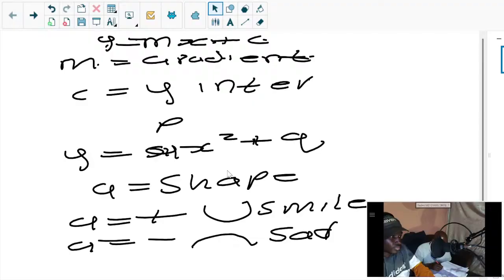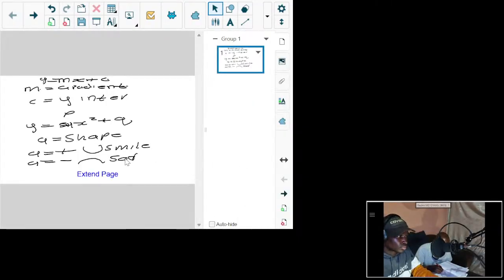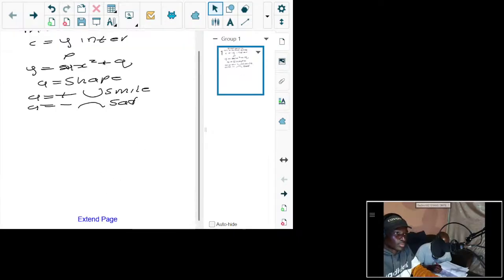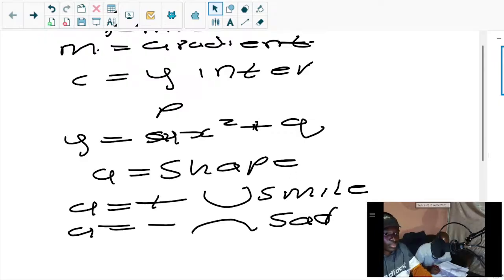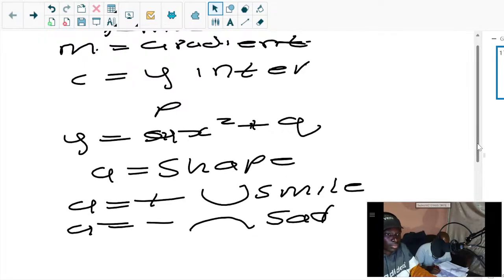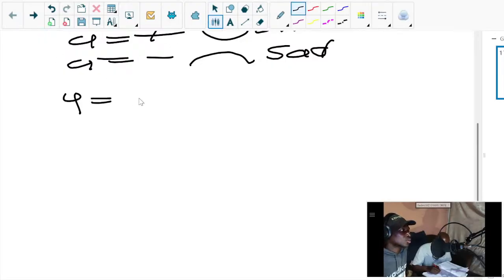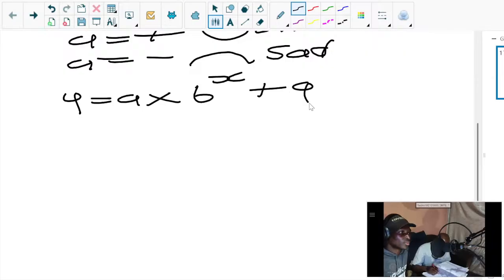So next one, let's define an exponential. An exponential is defined by y is equal to a multiplied by b to the power of x, plus q.